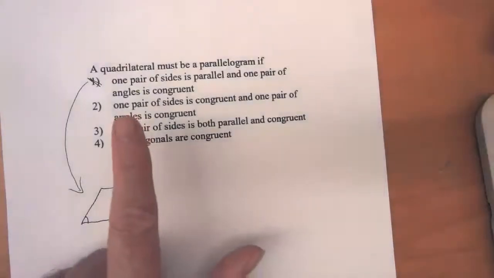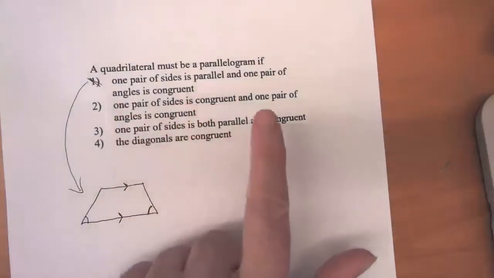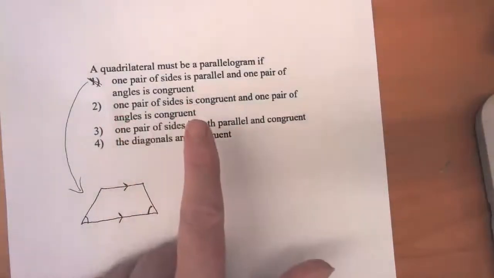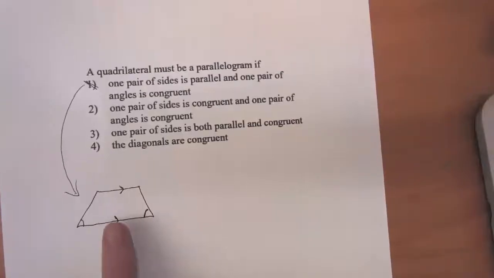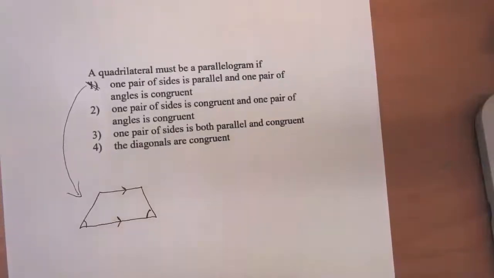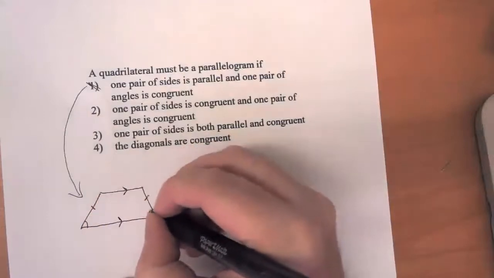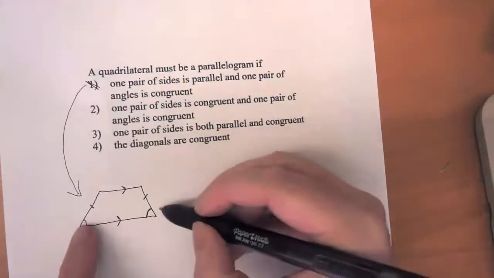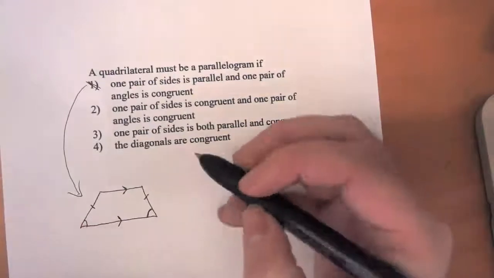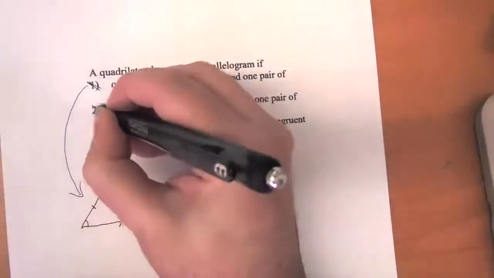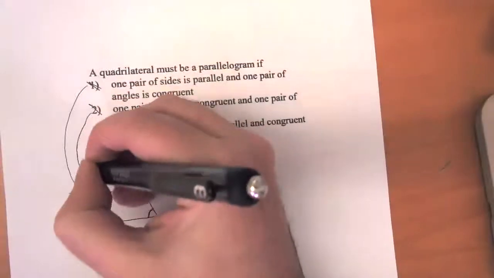How about choice 2? One pair of sides is congruent and one pair of angles is congruent. Well, actually, that's true of this figure as well. So these two sides are parallel and these two angles are congruent, but still, this isn't a parallelogram.